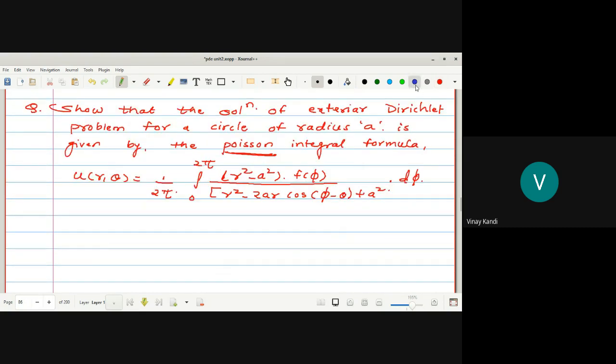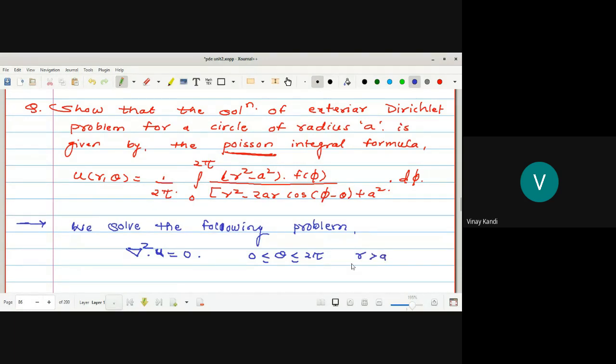Okay, look at the proof now. We solve the following problem: del square u is equal to 0, where theta is running between 0 to 2 pi, and the radius r is greater than a.